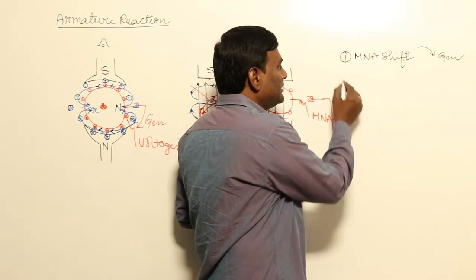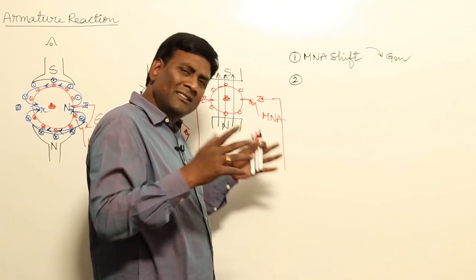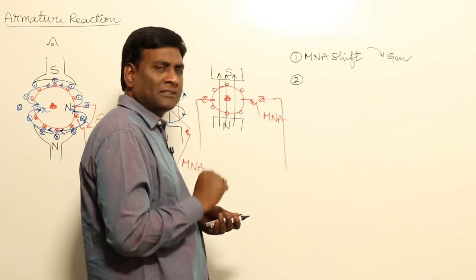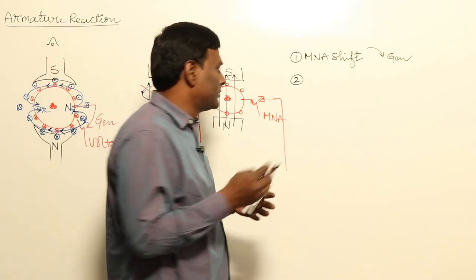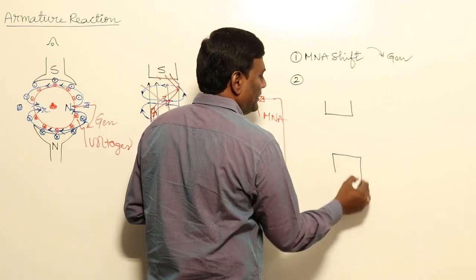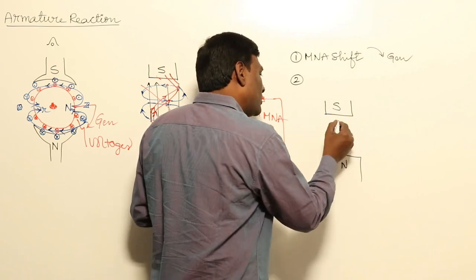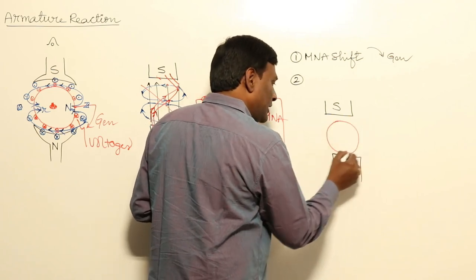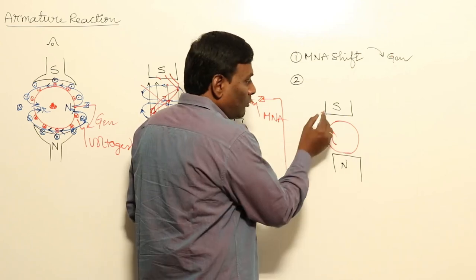Now let us think of point number two. Actually there are many conclusions, many things can be discussed, but that much is not required. See here, for example, already you know poles. For example, if this is the pole, this is the N pole, this is the S pole. Now I have my rotor like this. My rotor is about to rotate in this direction, for example. What is this pole tip?